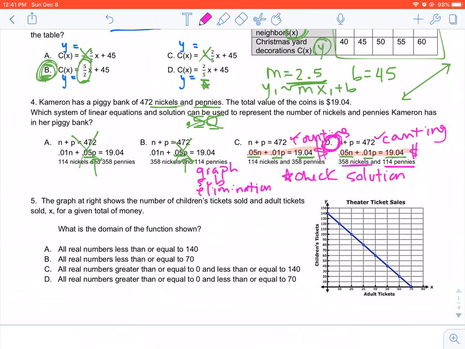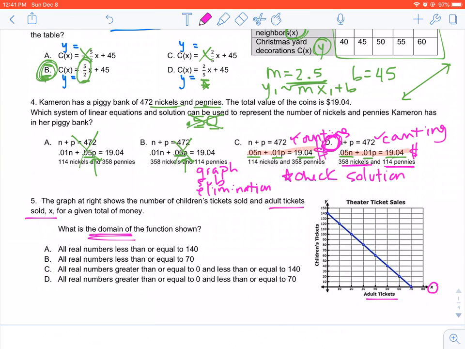Question number 5. The graph at right shows the number of children's tickets sold and adults' tickets sold, X, for a given total of money. So what are we going to do for this one? It says the adult tickets sold are X, and if you'll notice, our X has adult tickets, and it's asking what is the domain of the function shown.